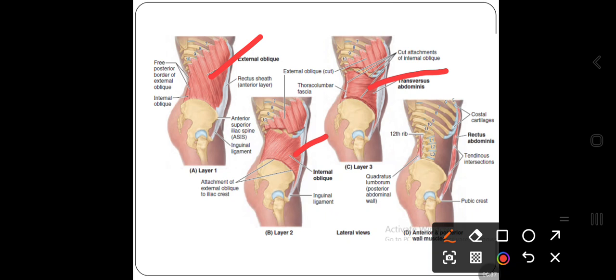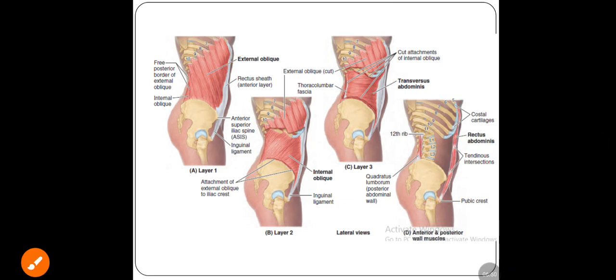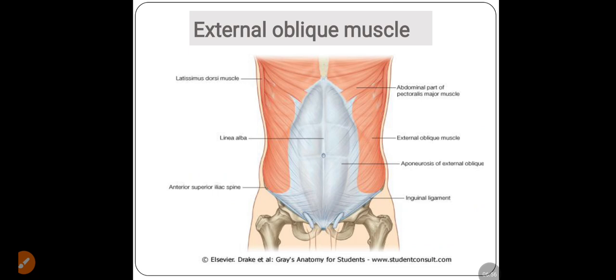In the midline, you can find 2 muscles: rectus abdominis, and here a small muscle known as pyramidalis. This pyramidalis is not present in all subjects. It may be absent in other subjects. Let us start one by one.